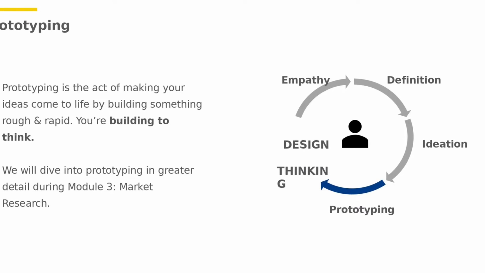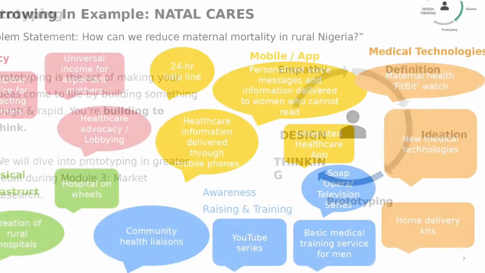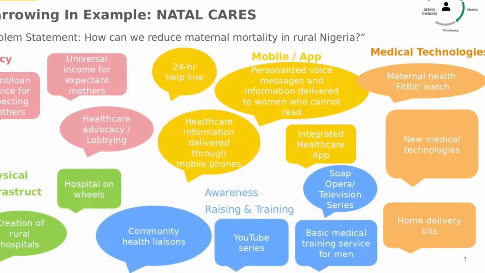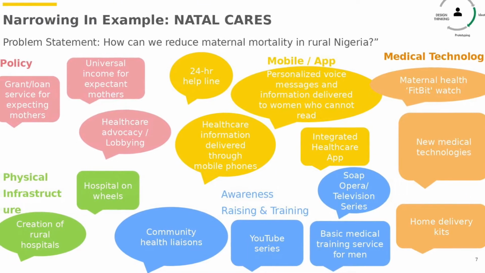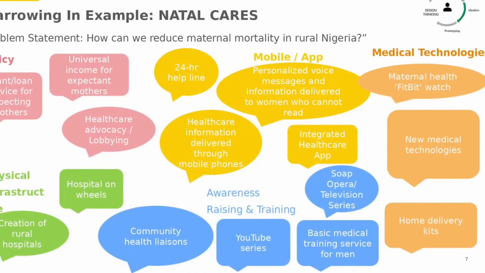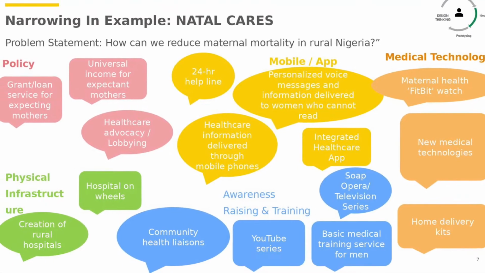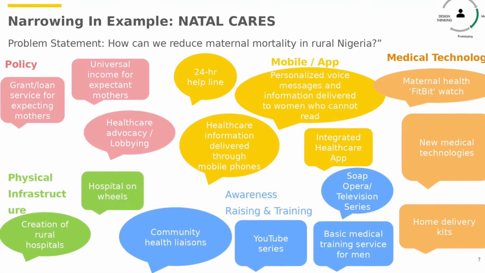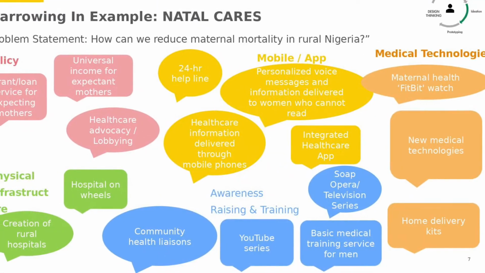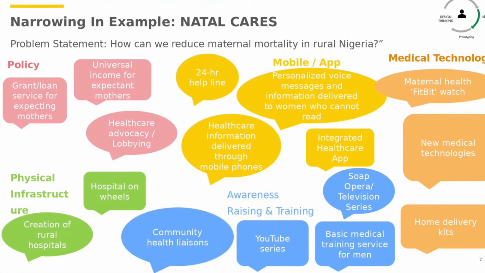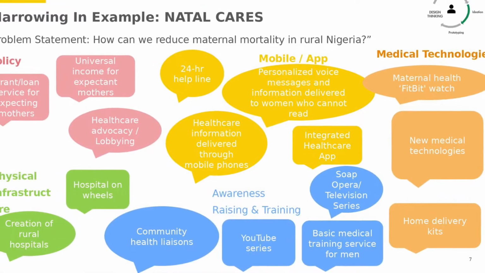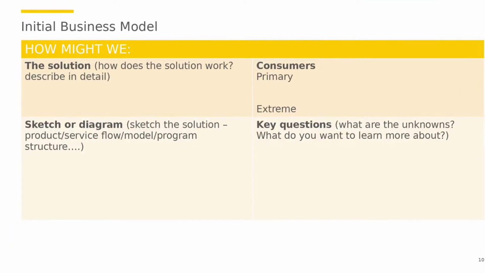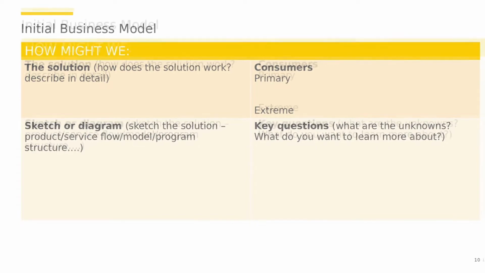Now, we say that prototyping is the act of making your ideas come to life by building something that people can actually identify with. So for Network Cares, they came up with the ideas. They narrowed similar ideas under headings, and you can see many of those groups of ideas together there on the screen. Some under mobile app development, some under medical technologies, some under public policy, some under physical infrastructure, some under awareness raising and training. They were able to put them together. Then from these ideas that they clustered together, they now had their initial business model that they prototyped.